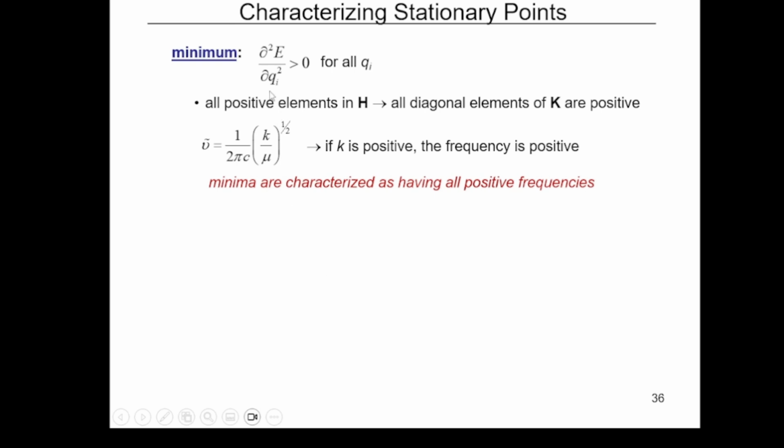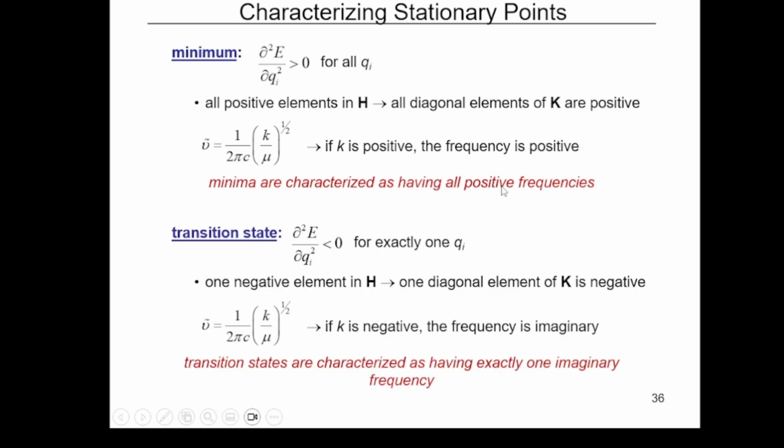So going back to characterizing stationary points, if you talk about a minimum, the second derivative should always be positive. It means that there should be all positive values for all Qi. It means the K, or the force constant, are positive. So all positive elements in the Hessian mean all diagonal elements of K are positive. If K is positive, then the frequency is positive. So it means the minima are characterized as having all positive frequencies.